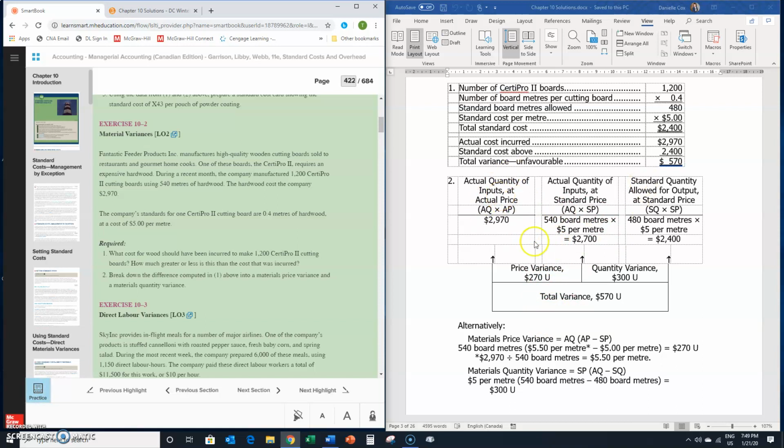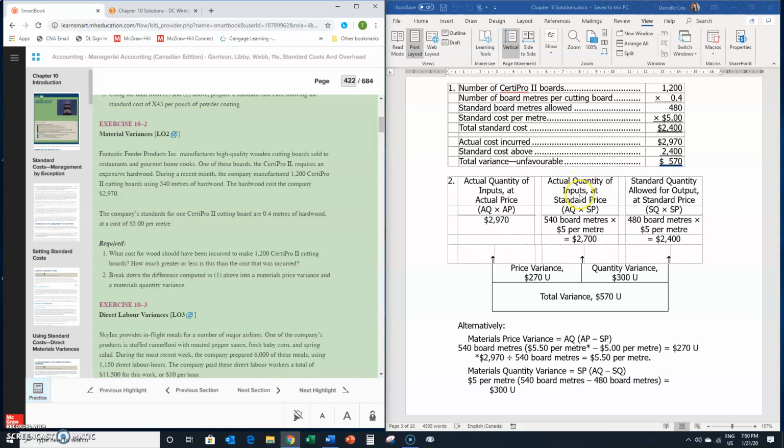So, if we do it according to Exhibit 10-4, the first thing we want is our actual quantity of inputs at the actual price. So actual quantity times actual price. Here, we're given the quantity, but we're not given the price per meter. We're just given the total. So what we put here is the total. We could have been given an amount per meter, which we would have multiplied by 540 meters. But we're given the total, so $2,970 is our total.